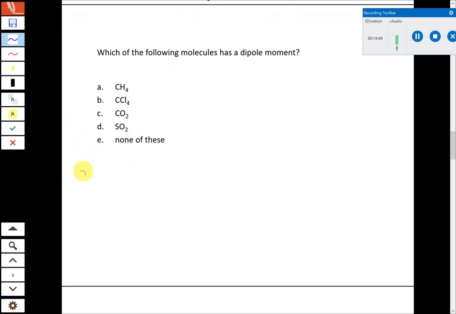So for choice A, CH4, what we would get is AX4E0, no lone pairs on the center atom, all the outer atoms are the same. So for all these molecules, they all have just one type of outer atom: CH4, CCl4, CO2, SO2. So we can use the patterns that I described in the last problem as well. With no lone pairs on the center atom, here again, we're looking for one that has a dipole moment, so we're looking for the one that is polar. No lone pairs means that it's nonpolar. So this one's nonpolar.